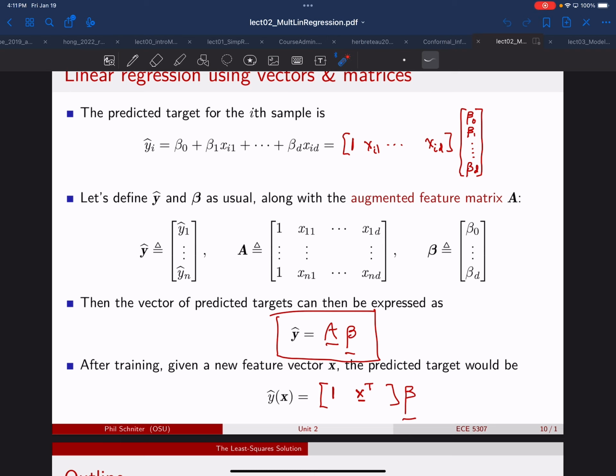So we can combine all our training predictions into y hat, all our training features, as well as these ones, into this A matrix, and all the coefficients in our model into the beta vector. And we first showed how we can write things using this matrix vector equation. Y hat is A times beta.